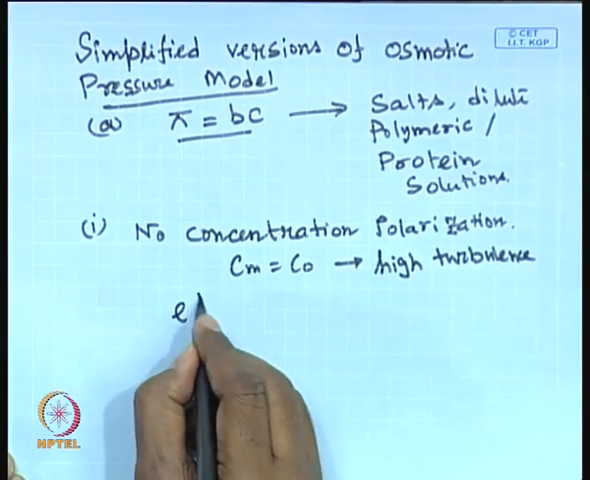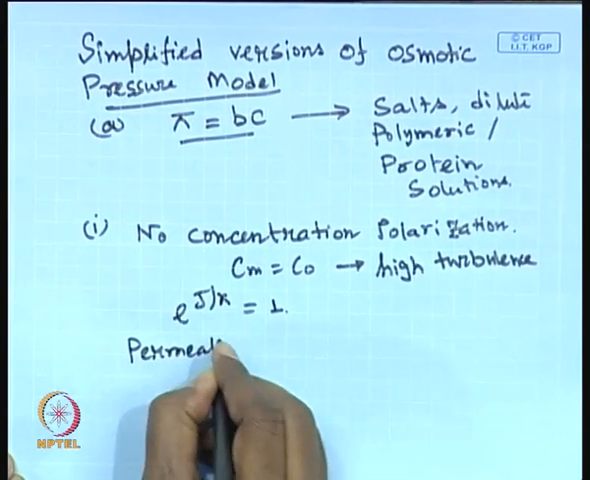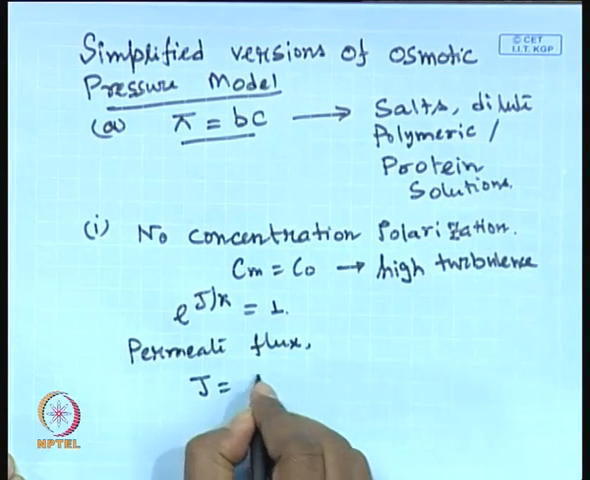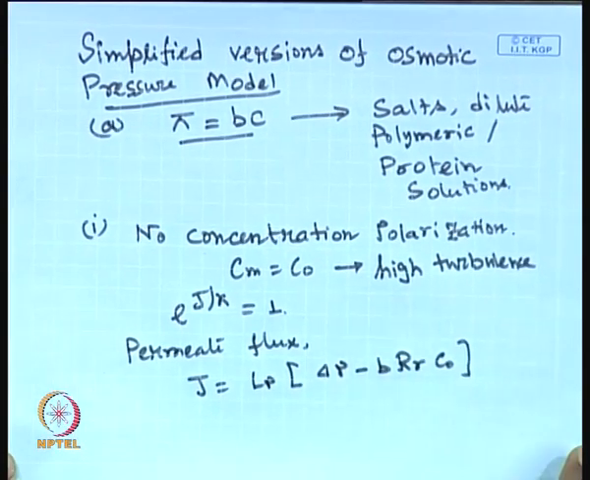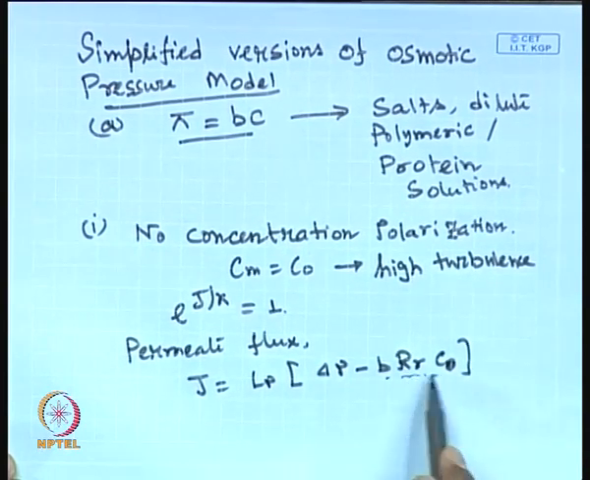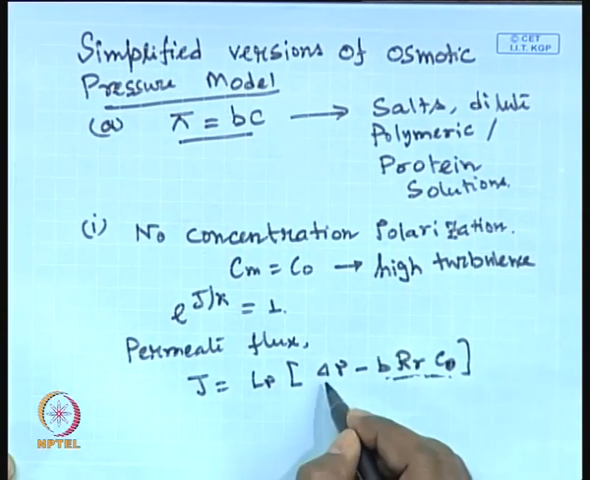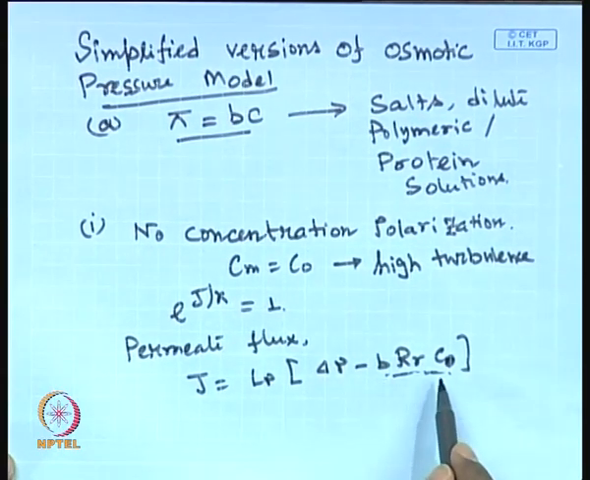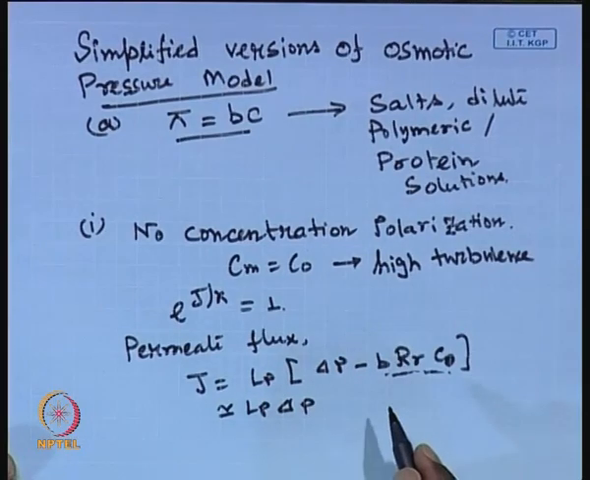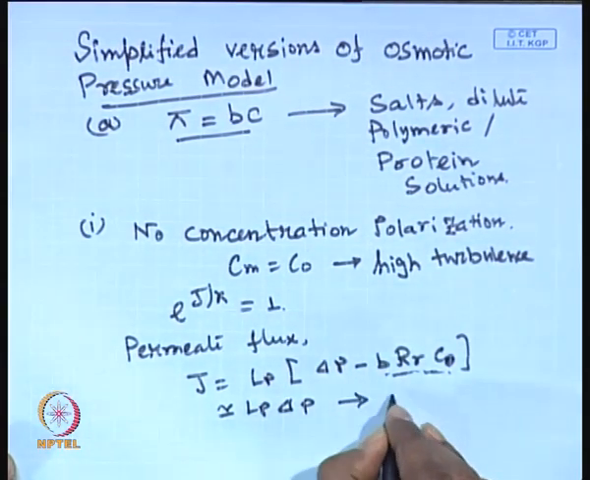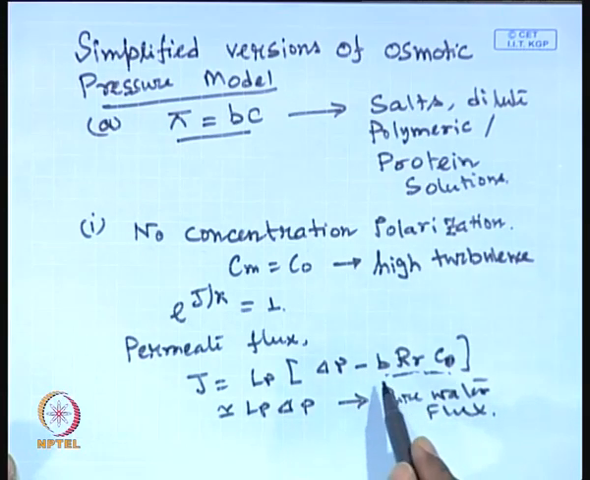In that case, e to the power J by k will be equal to 1, and the permeate flux becomes J equal to Lp delta p minus b times RR times C naught. So the osmotic pressure corresponding to the feed concentration gives the contribution from the osmotic pressure expression. In fact, your delta p is probably quite high compared to the osmotic pressure of the feed solution, so you can easily neglect it. It will be almost giving you the pure water flux expression. This is known as the pure water flux, because for pure water there is no osmotic pressure contribution.